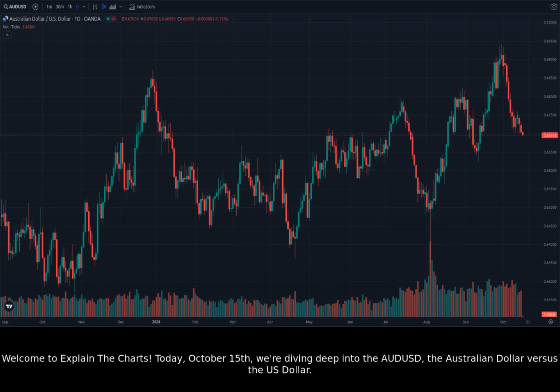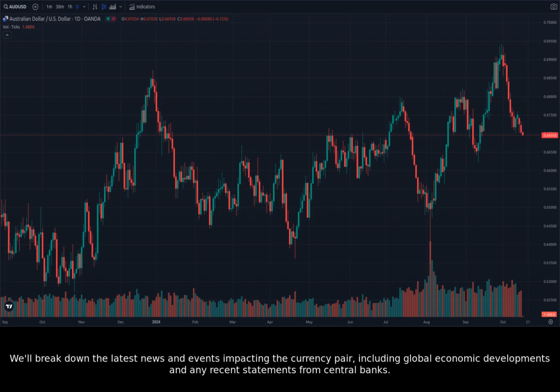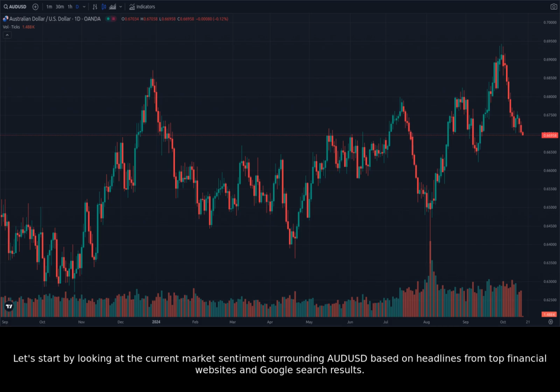Today, October 15th, we're diving deep into the AUDUSD, the Australian dollar versus the US dollar. We'll break down the latest news and events impacting the currency pair, including global economic developments and any recent statements from central banks. Let's start by looking at the current market sentiment surrounding AUDUSD based on headlines from top financial websites and Google search results.